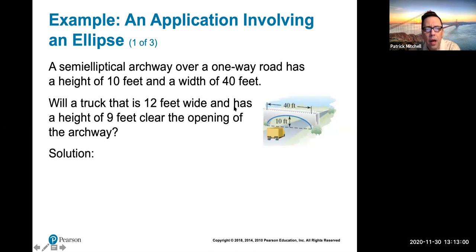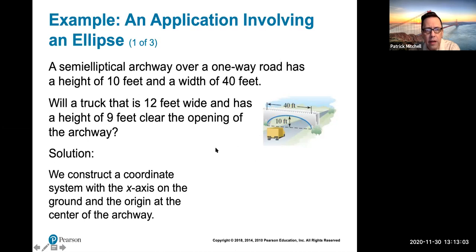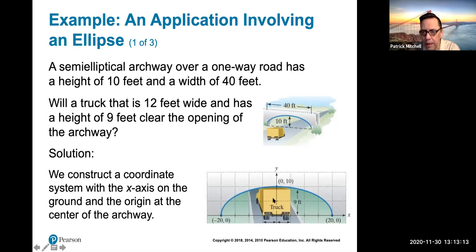Okay. All right. So the way that we're going to do this is we're going to construct a coordinate system with the x-axis on the ground and the origin at the center of the archway. So that'll look something like this. Since the arch is 10 feet high at its center, that means that one of the endpoints of the minor axis is at the point (0, 10). And since the archway has a width of 40 feet, that means the vertices are at (-20, 0) and (20, 0).